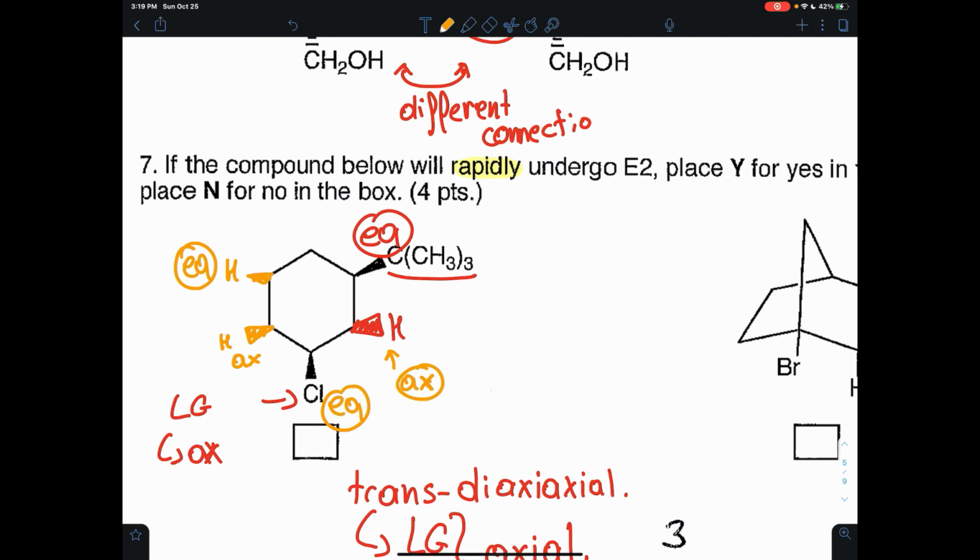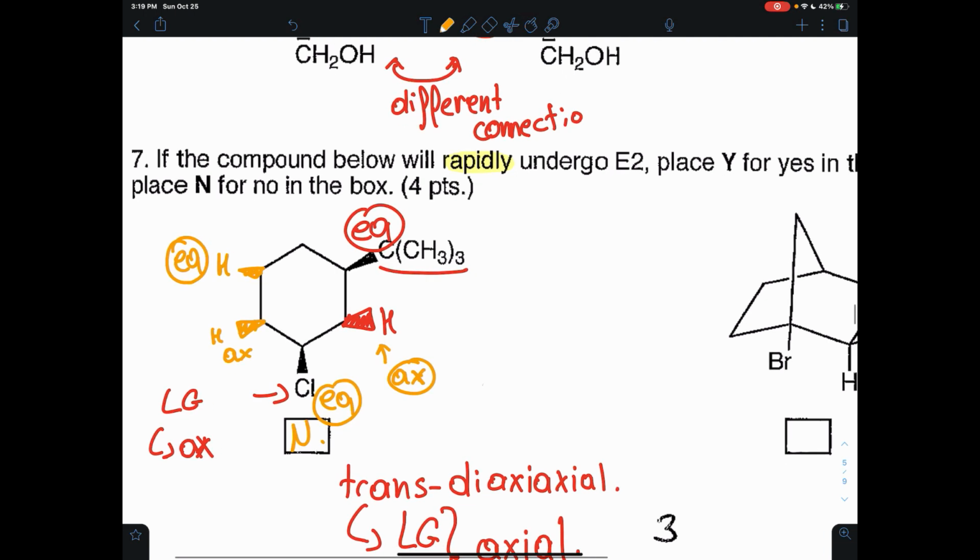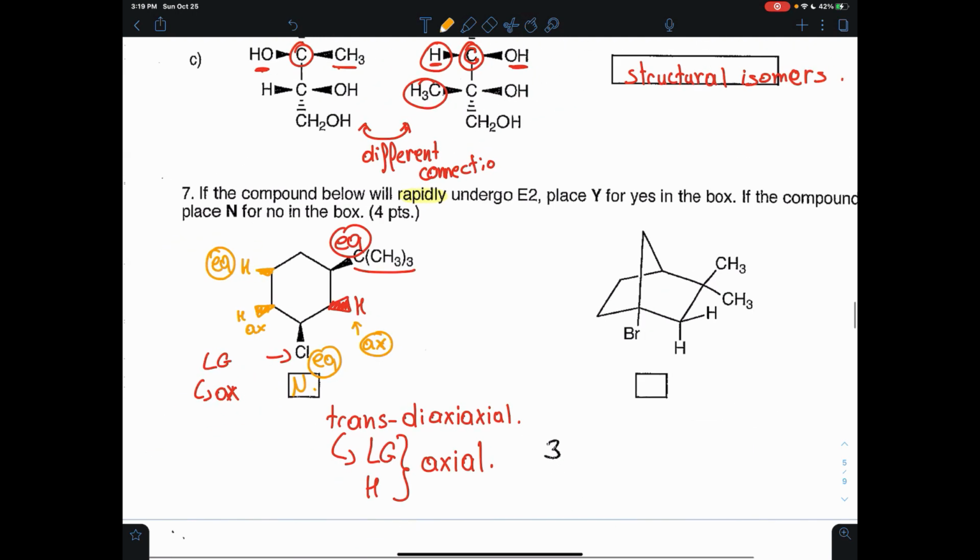But because my more stable chair conformation is going to have the chlorine on equatorial, that's not good. That's not stable. And thus E2 will form, but it will be much slower and not stable, because I'm going to be using the least stable chair conformation. It will happen, but not rapidly. So that will let me get to an N. Let me just explain by drawing the chair conformation, because I know some people cannot just solve it without the chair conformation. So let me just draw it really quick here.